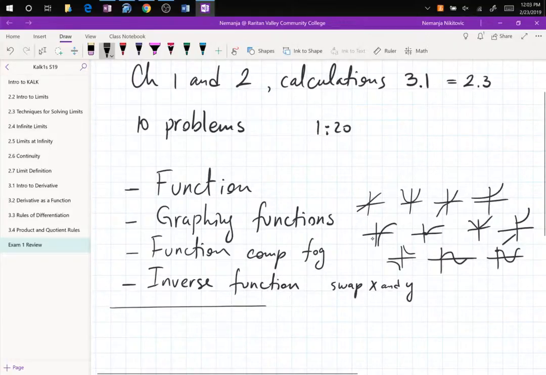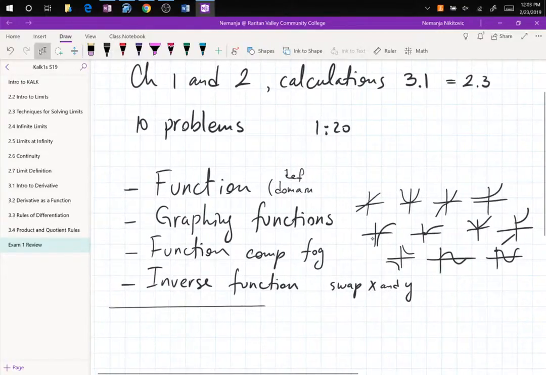So you must have something to graph, and just to play with these kind of things. Function also involves domain and range, right? So definition, domain, range, all of those things.